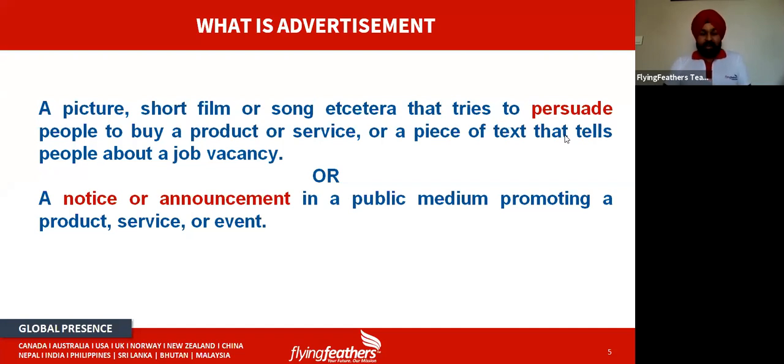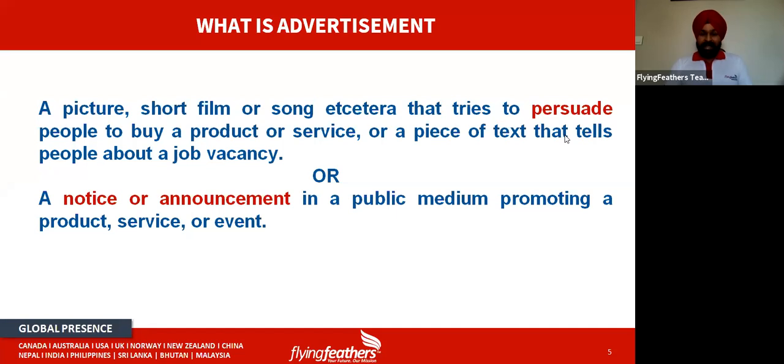Second definition is also there, a different definition for advertisement. It is a notice or announcement in a public medium promoting a product, a service or event. So what is it basically? It is one thing: a notice, notice means in the written form, or an announcement, which can be in the form of film, it can be in the form of song, it can be in any form in a public medium.